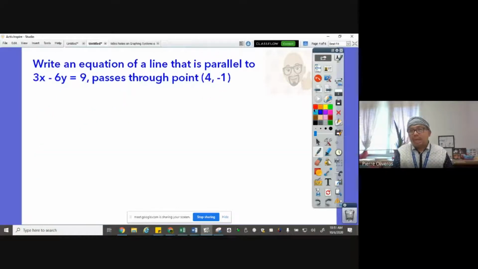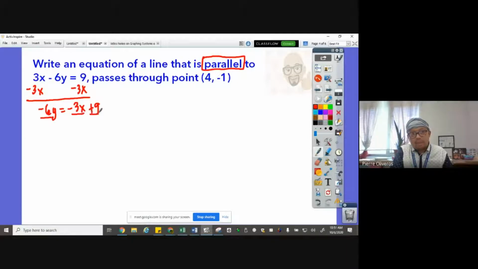Write an equation of a line that is parallel again, so parallel, same slope, to 3x minus 6y equals 9, that passes through the point 4, negative 1. In this case, we have to find the slope-intercept form, or basically isolate the y here, in order for us to find the slope. So minus 3x here, minus 3x there. That will give us negative 6y is equal to negative 3x plus 9.